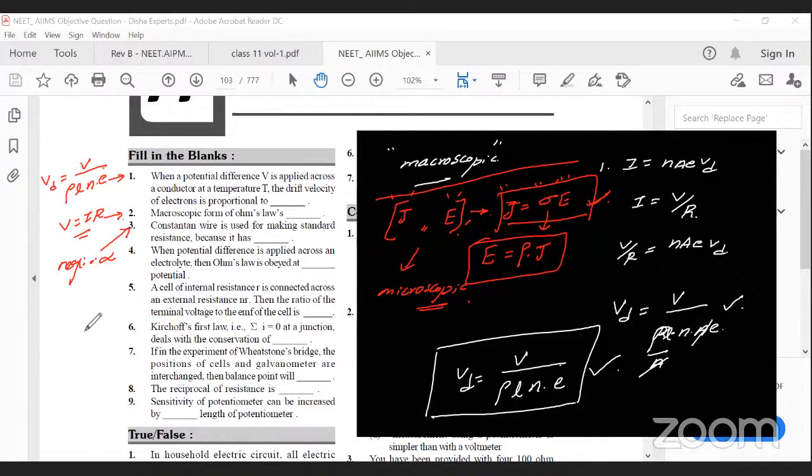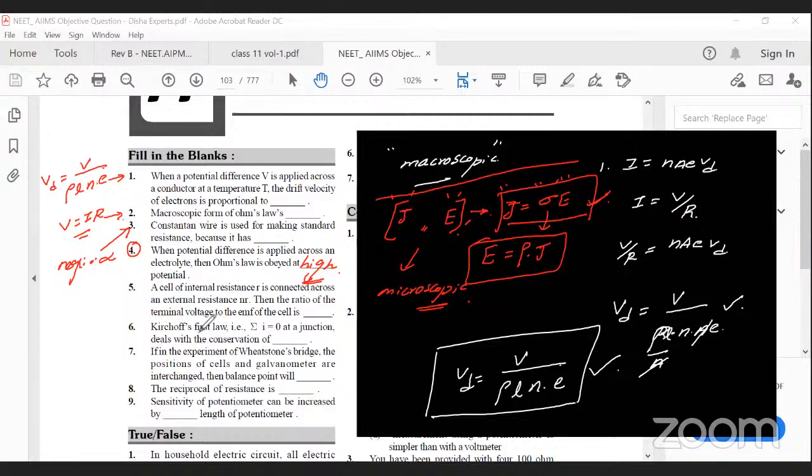Okay, I'll give you this work. Tomorrow, just let me know what is electrolyte and what is electrolysis. Anions, cations, electrolyte. What is the solution which conducts electricity? Yes, super. When a potential difference is applied across the electrolyte, Ohm's law is obeyed at high potential.